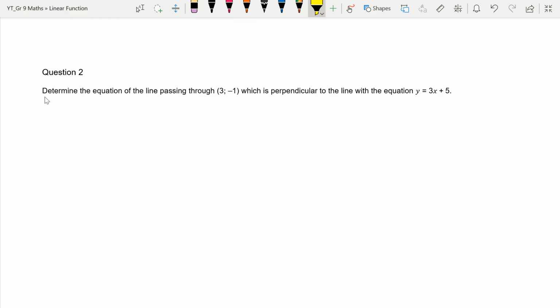Question 2. Determine the equation of the line. Determine the equation of the line already tells us that it is a line and it will be in this standard form. It passes through that point. So if it passes through that point, we know that we can substitute that point in if we need to or want to, which is perpendicular. Very important.